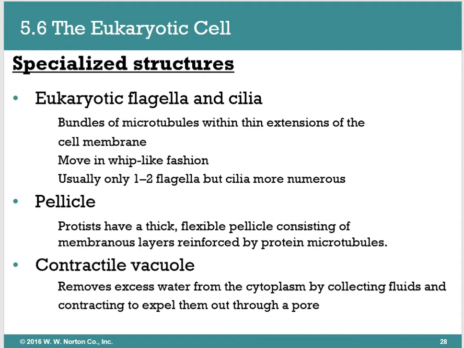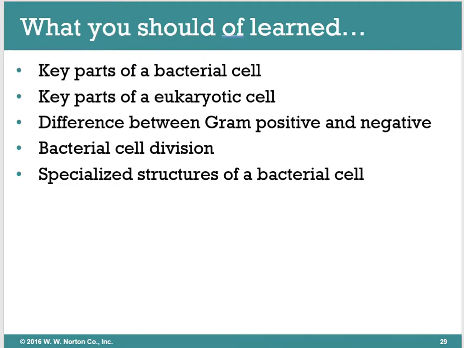Okay, guys, so that concludes chapter 5. We went over specific parts of a bacterial cell, specific parts of a eukaryotic cell, and what specifically distinguishes them. We also went over the differences between gram-positive, gram-negative, and mycobacterium cell walls and their outer layers, what makes them specialized. And then we also went over the basics of bacterial cell division, and specialized structures of a bacterium and a eukaryotic cell.